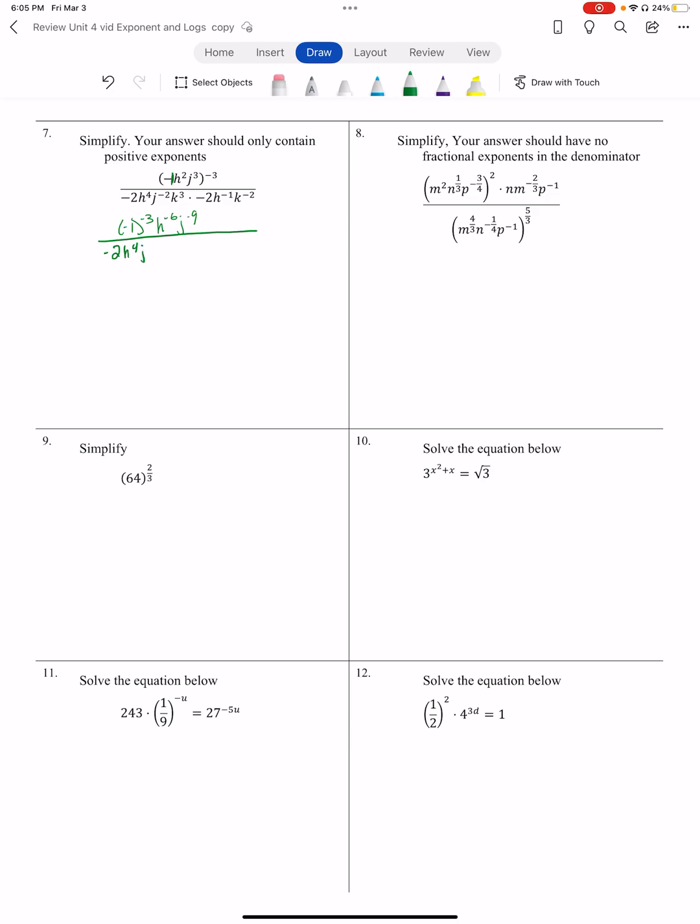And then we have our -2 h to the 4th, j to the -2nd, k to the 3rd times -2 h to the -1, k to the -2. Okay, I can't combine anything here, so I look at my things that I can combine. -2 times -2 is going to give me a +4. I have h to the 4th and h to the -1. That's going to be h to the 3rd. I have j to the -2nd, no other j's, so this is going to be j to the -2nd. I have k to the 3rd and k to the -2nd, which is just k to the 1st. And here I have a -1 to the -3, h to the -6, j to the -9.